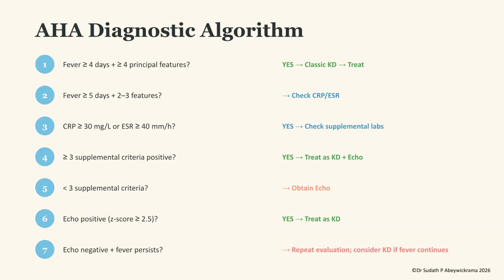The American Heart Association diagnostic algorithm helps evaluate patients. A classic diagnosis requires fever and 4 or more principal features. If fewer features are present, an evaluation of inflammatory markers and supplemental lab criteria guides the next steps, including obtaining an echocardiogram and initiating treatment.